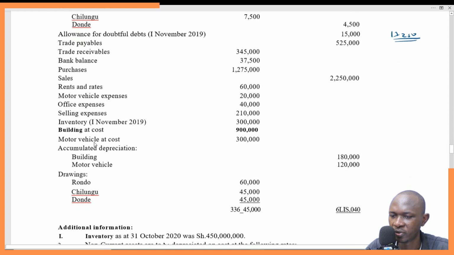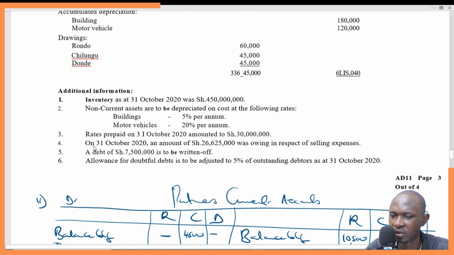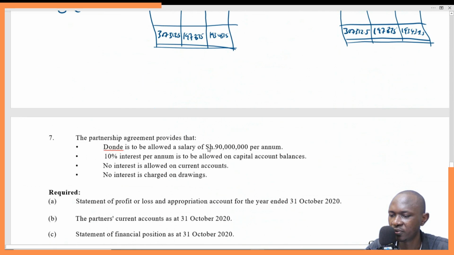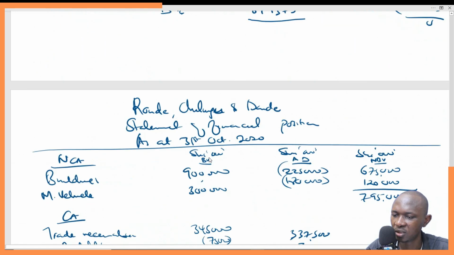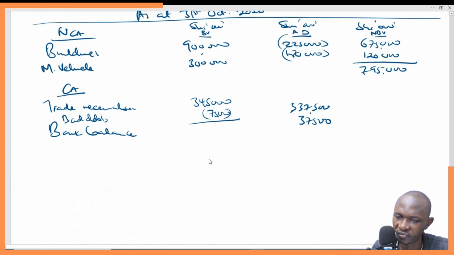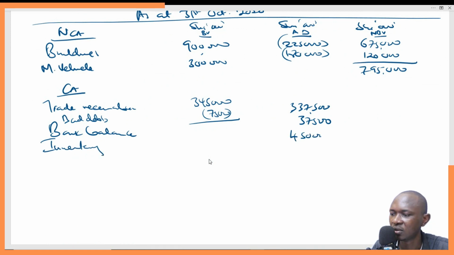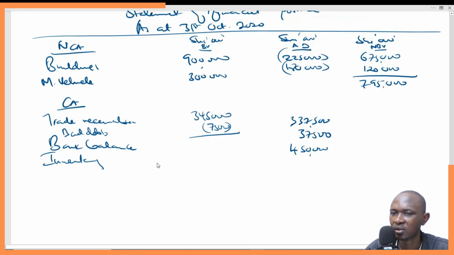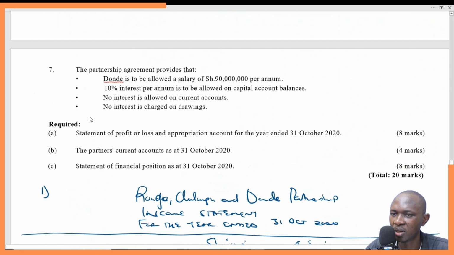Looking around for any other current assets. So inventory for 50,000. Closing inventory is a current asset. So inventory for 50,000. 450,000 like that. And go back.